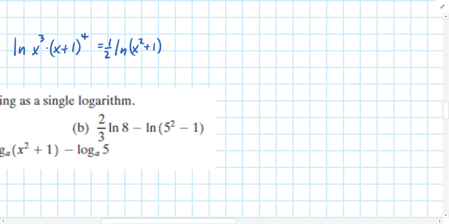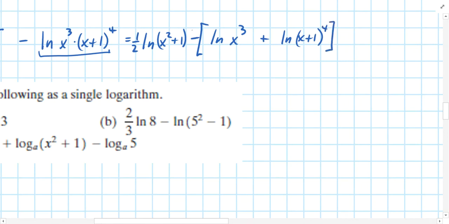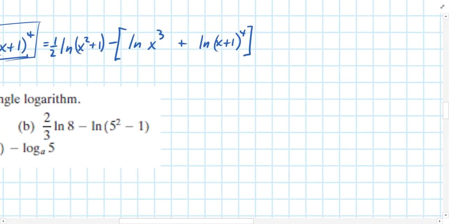So that 1/2 became a coefficient. We have natural log of x squared plus 1. I have a product rule inside of this logarithm, so I'll split that now. We're subtracting, I should say. I'm going to put a big grouping symbol here: natural log of x cubed plus the natural log of x plus 1 quantity to the 4th power. I'm using a big grouping symbol here because we should subtract the results of this expansion, and that's going to have to be distributed to both of these terms.